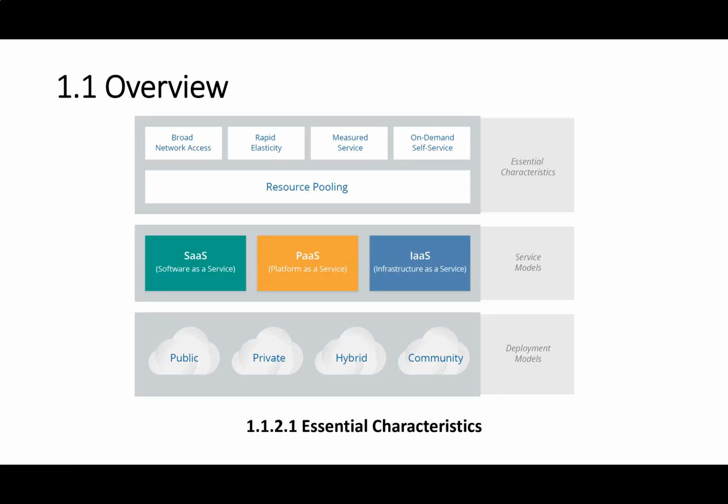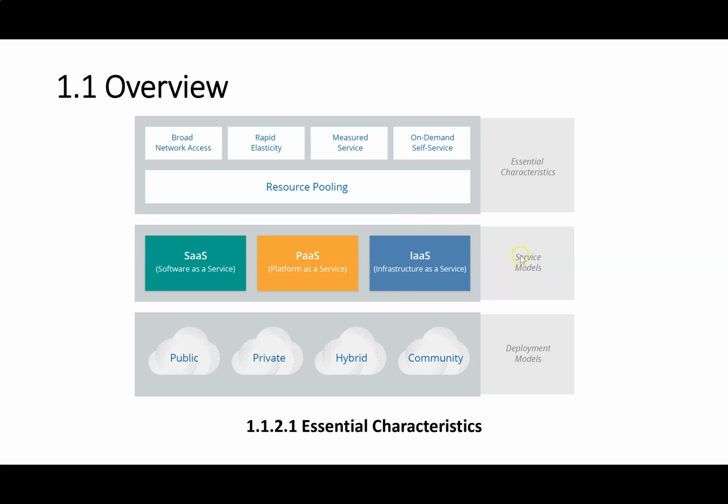So here is a diagram that I think sums it up pretty nicely. The essential characteristics of the cloud are broad network access, rapid elasticity, measured services, which means it can be considered a utility, on-demand self-service, all provided in a pool of resources that are made available to the user.